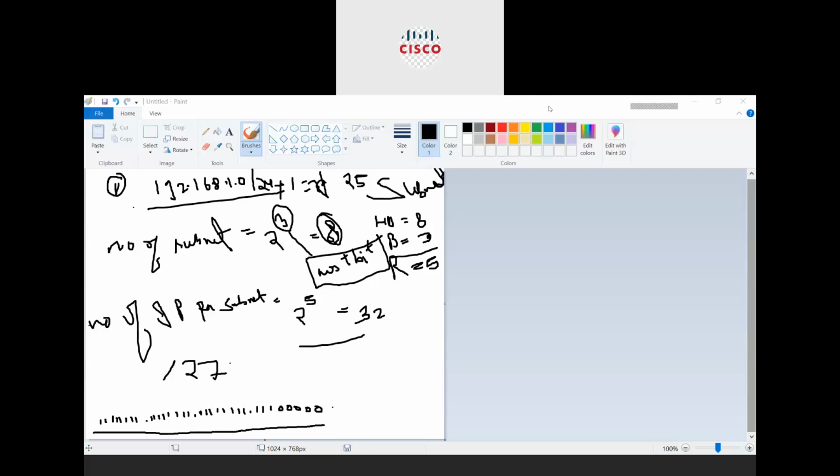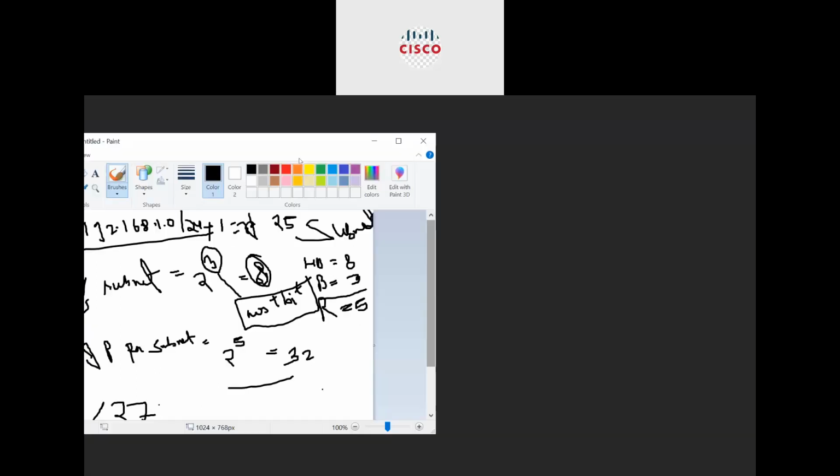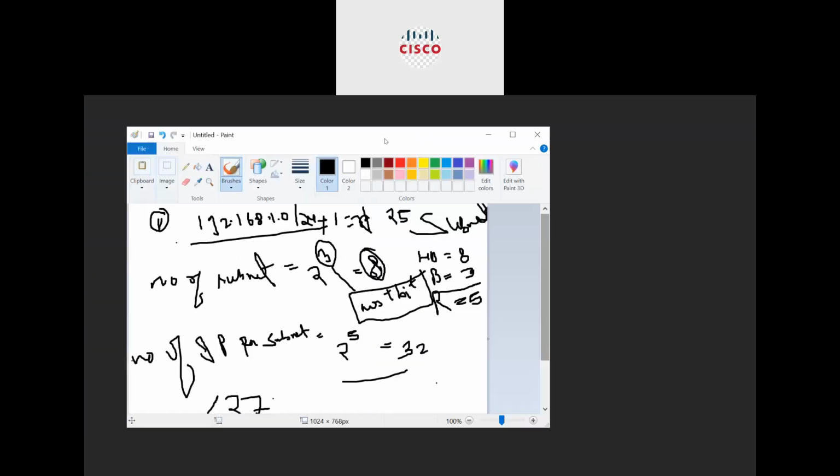Screen is not available. Okay. Unfortunately, screen is not available. How could it be possible? I have shared the screen with all of you. It has been shared from my side.